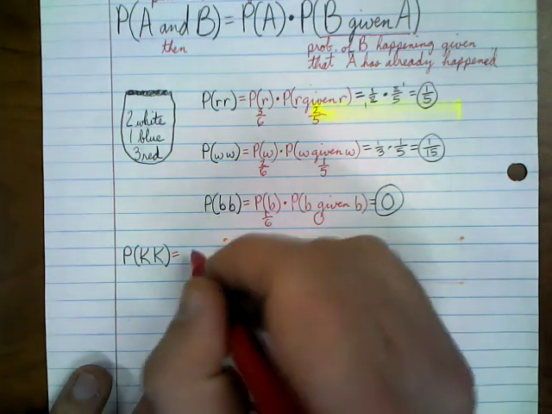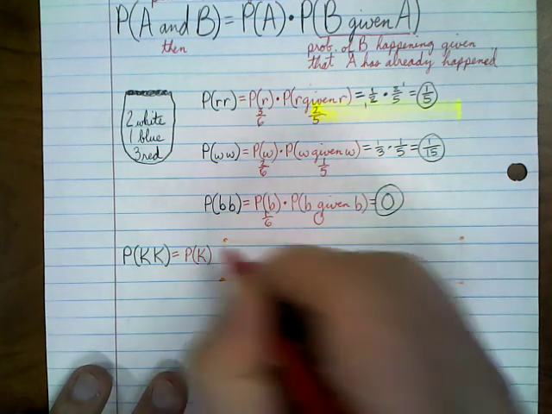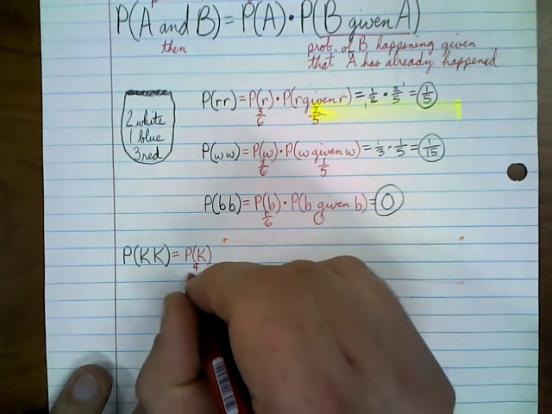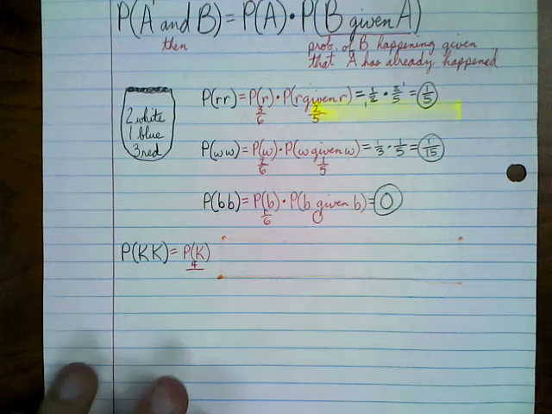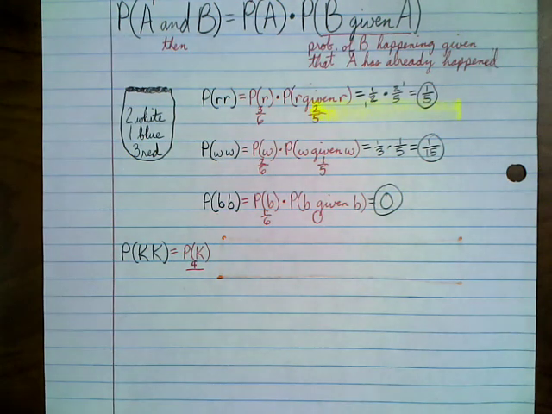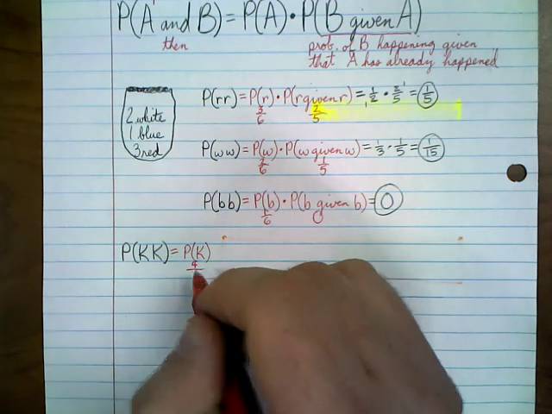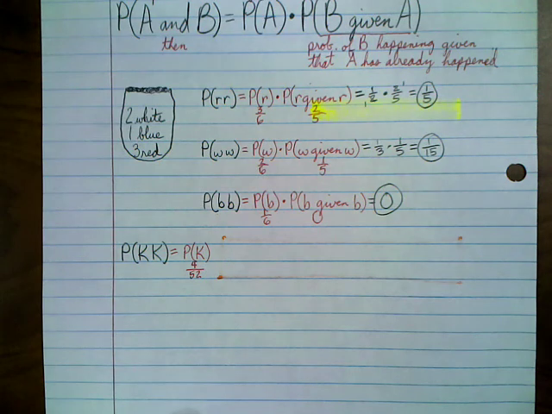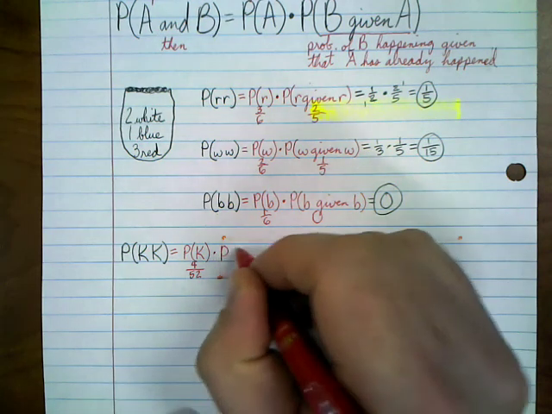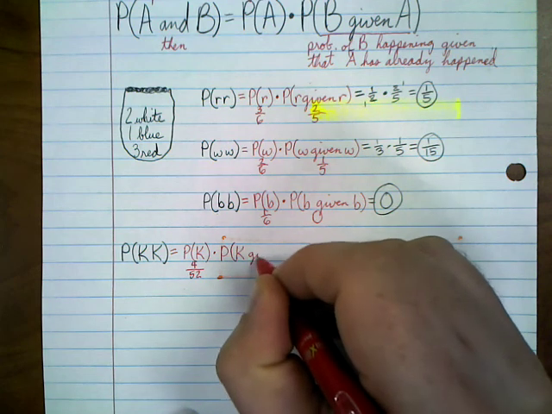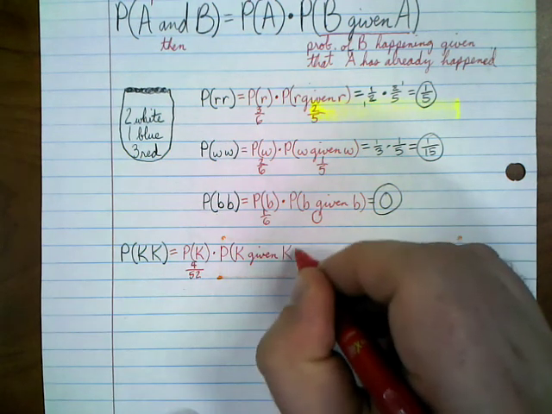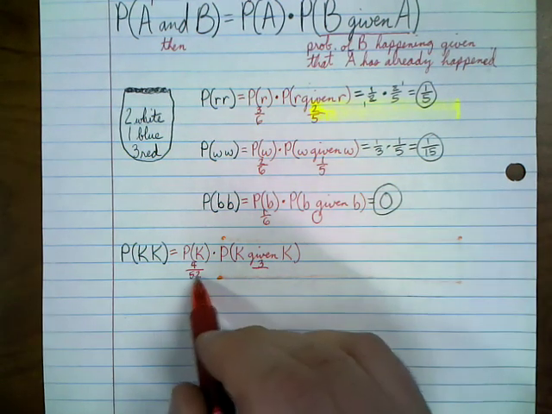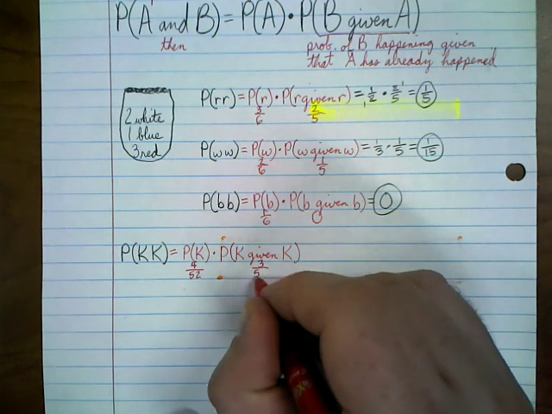So that means that I need to find the probability of pulling this first king. Well, there are going to be 4 kings in the deck. King of hearts, king of diamonds, king of spades, and king of clubs. Out of a total of 4 times 13, 52 cards. 52 cards in a deck. Times the probability of pulling a king, given that I've already pulled a king. Well, if there were 4 before, now there are only 3. And if there were 52 cards total before, well, now there's only 51.